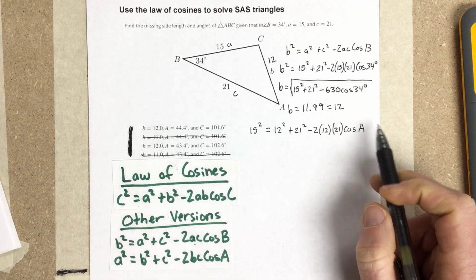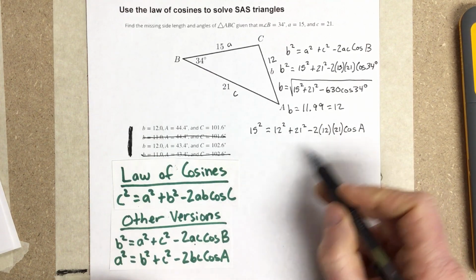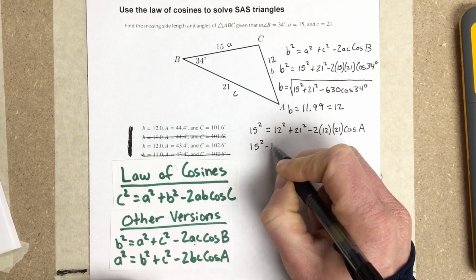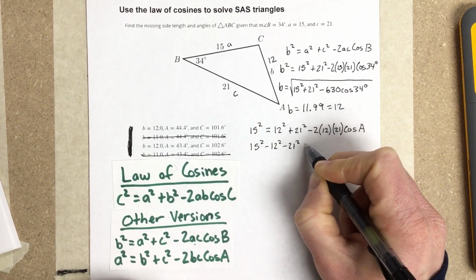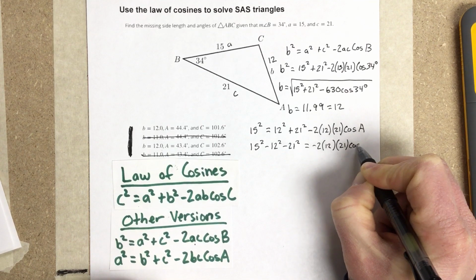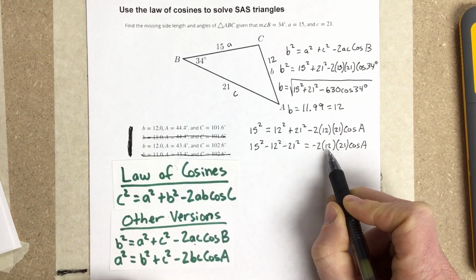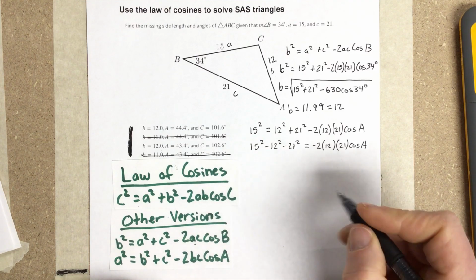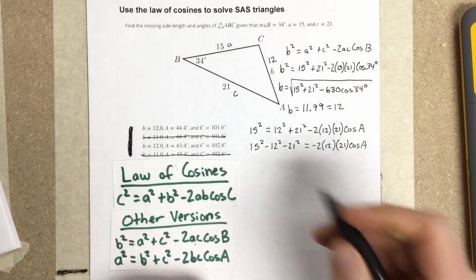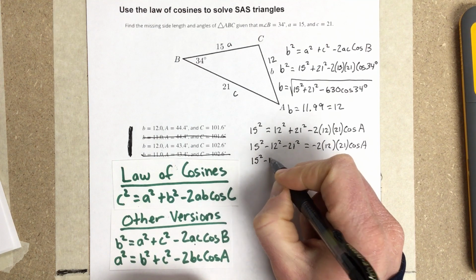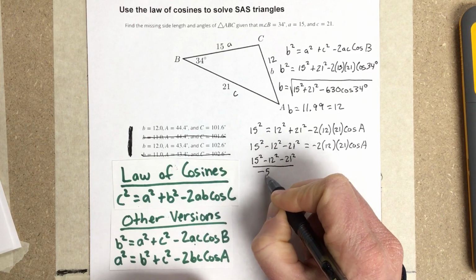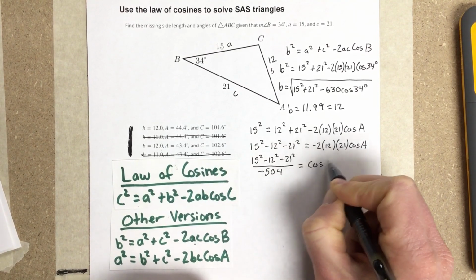So we're going to end up having to use the cosine inverse to find a. Before we do that, we need to subtract everything over and divide. So we'll subtract the 12 squared and the 21 squared over. We get 15 squared minus 12 squared minus 21 squared is equal to negative 2 times 12 times 21 cosine a. Let's divide negative 2, 12, and 21 across. Let's multiply those together. 2 times 12 times 21, that's negative 504. So we get 15 squared minus 12 squared minus 21 squared all over negative 504 is equal to cosine A.